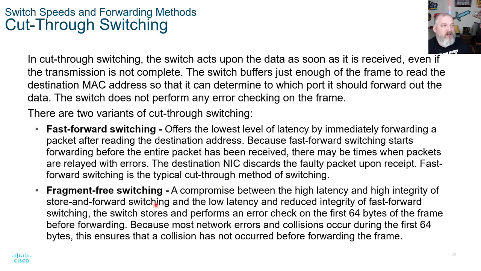And then you have fragment-free switching. That's a compromise between the high latency and high integrity of store and forward switching and the low latency and reduced integrity of fast-forward switching. The switch stores and performs an error check on the first 64 bytes of the frame before forwarding. And because most network errors and collisions occur during the first 64 bytes, this ensures that a collision has not occurred before forwarding the frame. So less bandwidth on this one.